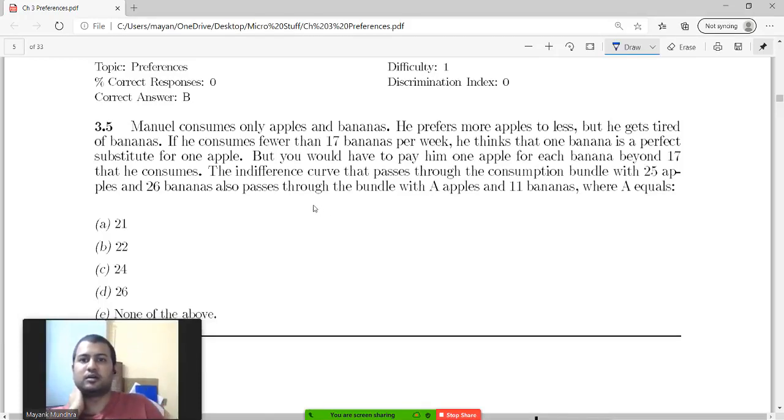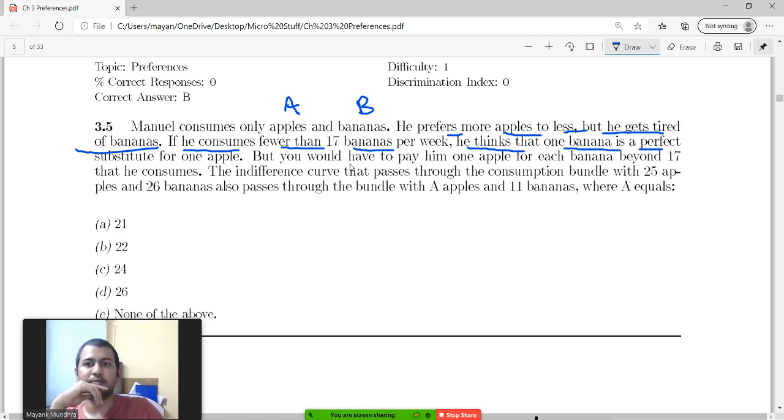Okay. Manuel consumes only apples and bananas. He prefers more apples to less, but he gets tired of bananas. If he consumes fewer than 17 bananas per week, he thinks that one banana is a perfect substitute for one apple, but you would have to pay him one apple for each banana beyond 17 that he consumes.